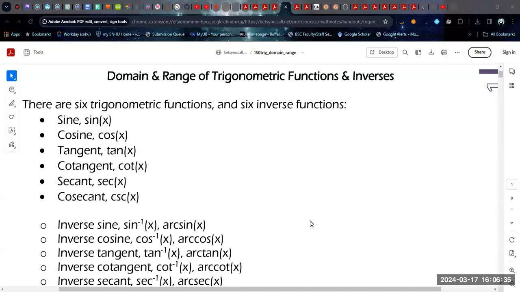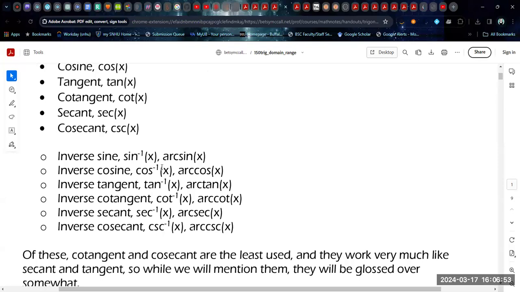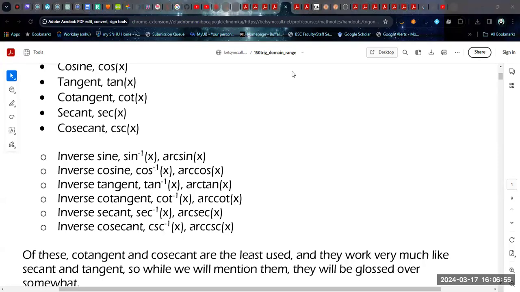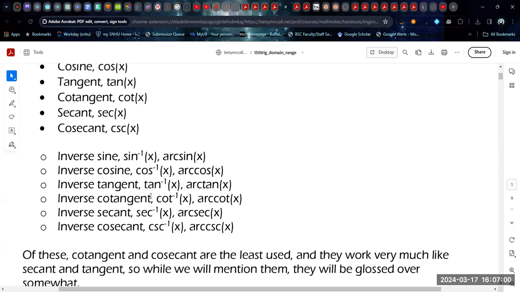All right, so in this video, we're going to be looking at the domain and range of trigonometric functions and their inverses. So we are dealing with 6 standard trig functions: sine, cosine, tangent, cotangent, secant, and cosecant, and their inverse functions. We have different notations for them. So inverse sine or arcsine, inverse cosine or arccosine, inverse tangent or arctangent, inverse cotangent or arccotangent, inverse secant or arcsecant, and inverse cosecant or arccosecant.